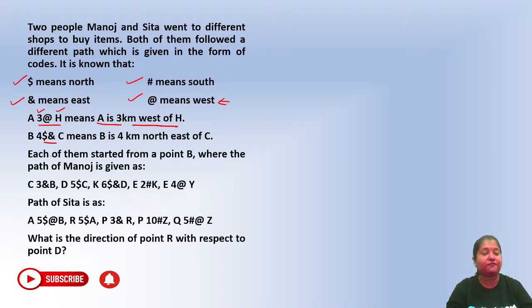Similarly, if we have two symbols in between, like dollar and ampersand. Dollar means north, ampersand means east. So you can see it has to be taken as northeast here. Okay. So this is how you need to make the diagram. We have been given two different paths for two different persons. Finally, you have to tell what is the direction of R with respect to D. ठीक है, तो जल्दी से इसको बनाओ, जल्दी से इसका आंसर बताइए. What should be the direction of R with respect to D?